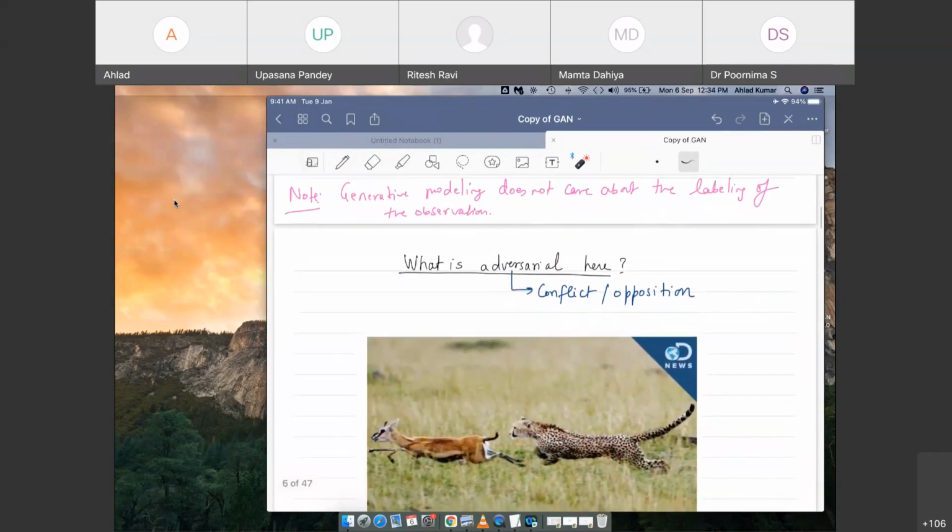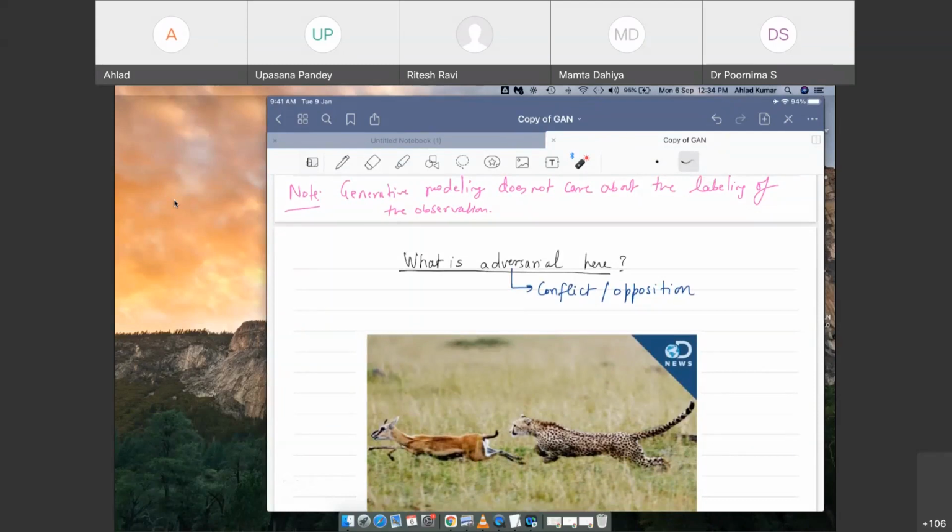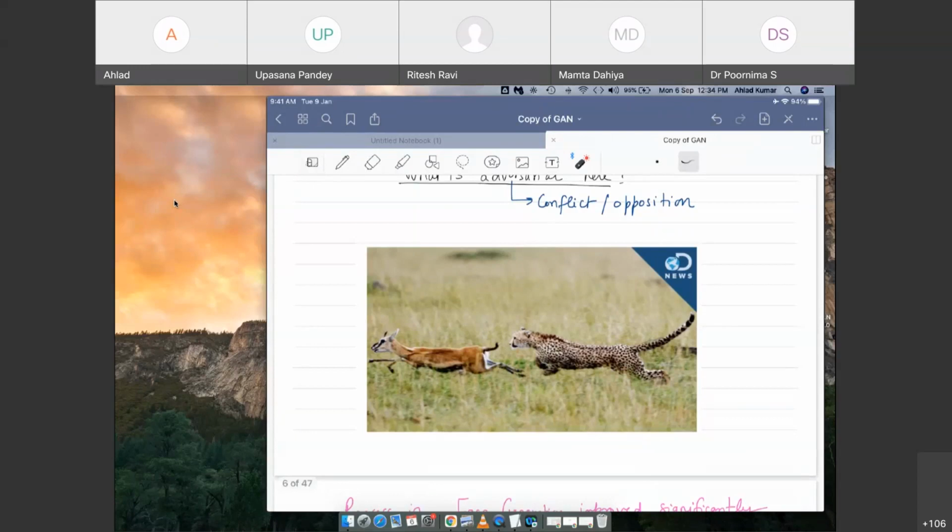Okay, so once generative modeling is finished, the second term that comes up is adversarial. If you recall, GANs are generative adversarial networks. So the second important term is adversarial. If you look into the dictionary, adversarial means there is a conflict or an opposition going on somewhere in nature. In a generative adversarial network, we will see what kind of adversary or opposition is happening. But to make this picture clear, I have a snapshot here of an adversary going on in this particular picture.